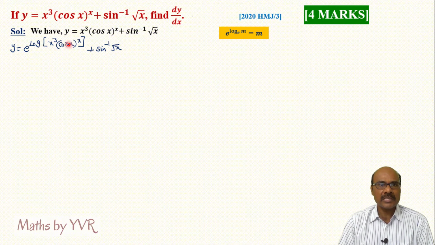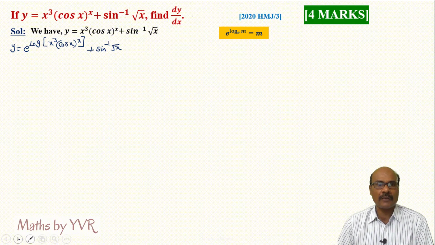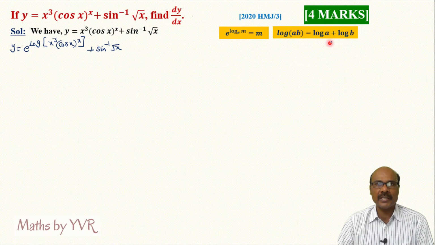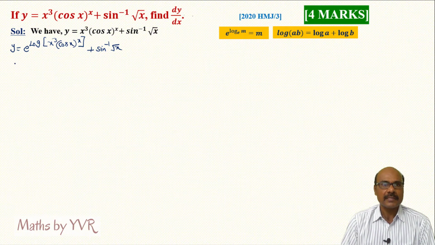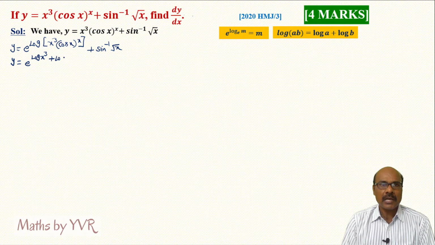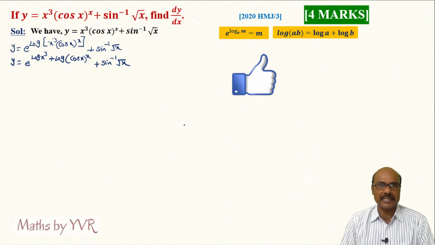Okay. Now if you observe this term, it is clearly in the form of log of a product of two terms. That means log of a into b. So what is the property for log of a into b? Log of a into b is equal to log a plus log b. Now I am going to apply this property here. Then what will we get? See here, y is equal to e power log of x cube plus log of cos x whole power x, plus the second term sin inverse root x as it is.